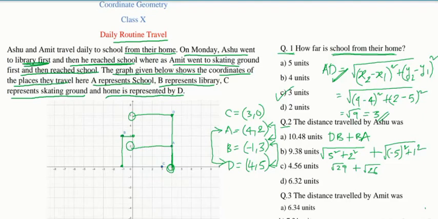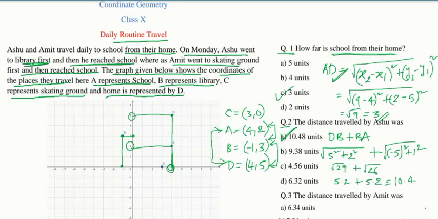So root 29 means 5 plus something, 5.3 something coming, and root 26 is also close to 5.1. So both if we add, we will get 10.4 approximately. Approximately 10.4 we are getting. So option A is the correct answer.